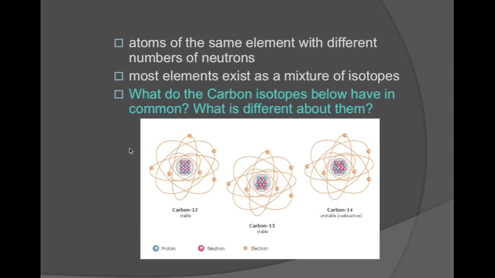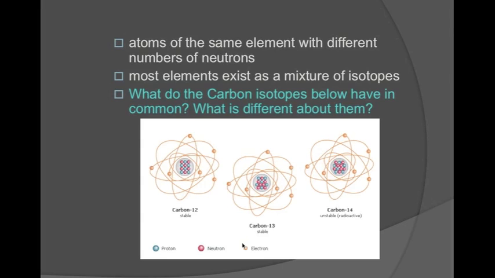Now, looking at the atoms and the isotopes, we see that an isotope is basically an atom that has a different mass, a different mass number. So it has the same number of protons, because remember, the periodic table is arranged by the number of protons. So we know that an element is an element because of the number of protons it has. So we can't change the number of protons, but the mass changes by the number of neutrons.